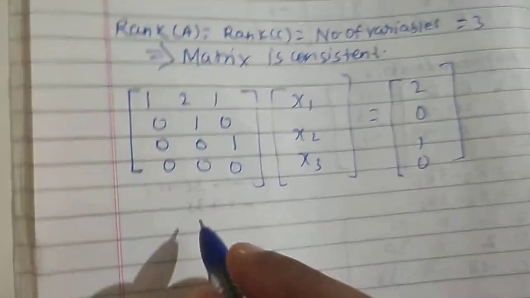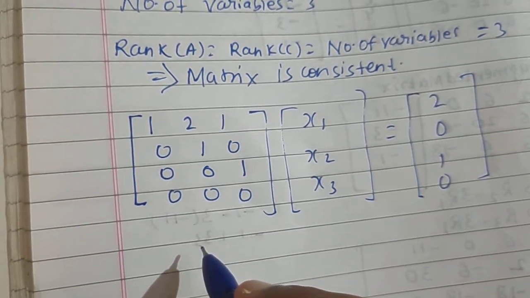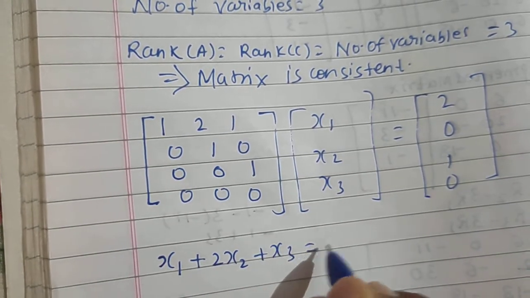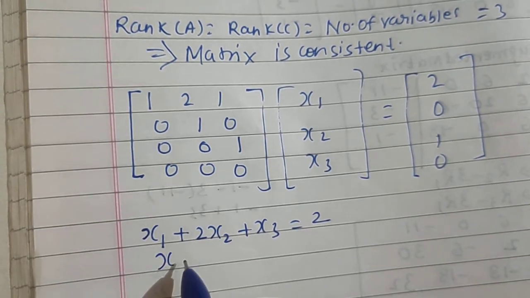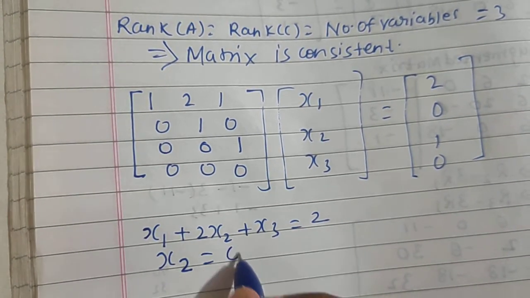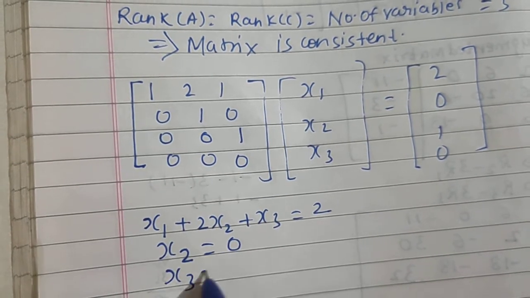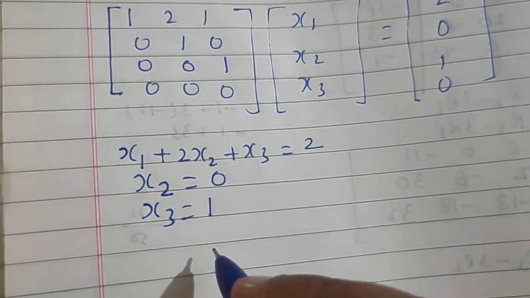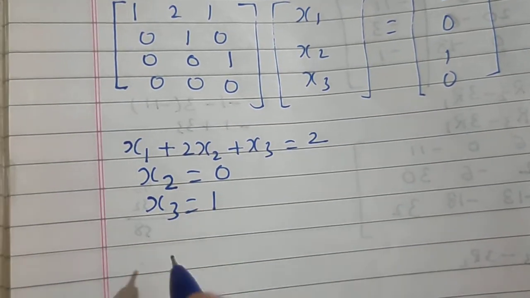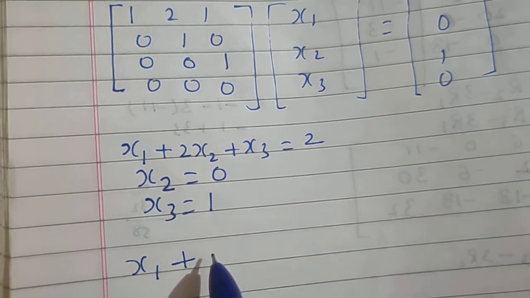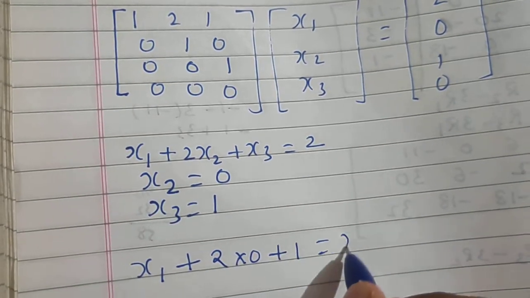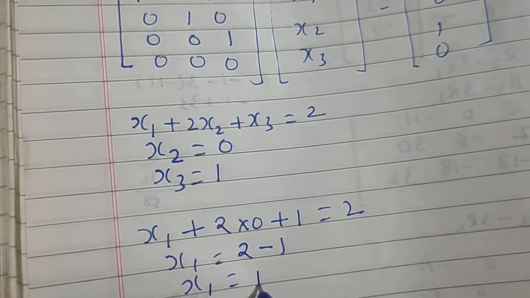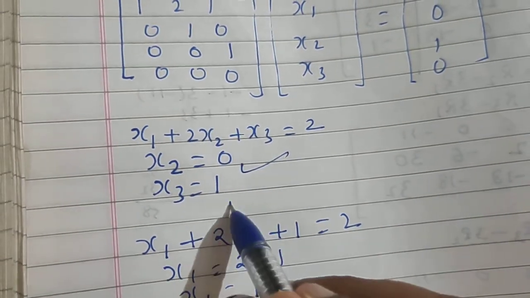Now from here you can easily say that x1 plus twice x2 plus x3 equals 2. Then we have x2 equals 0. Then we have x3 equals 1 and this is entirely 0. So back substitute, we have the value of x2 and x3. So x1 plus 2 times 0 plus x3 equals 2. So x1 is 2 minus 1, so x1 is 1 and we already have x2 and x3.